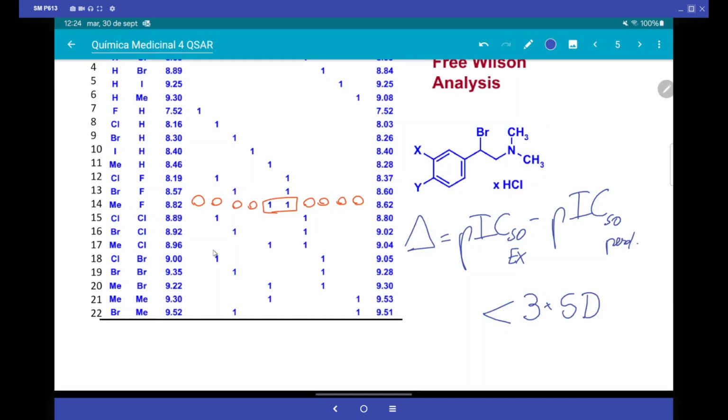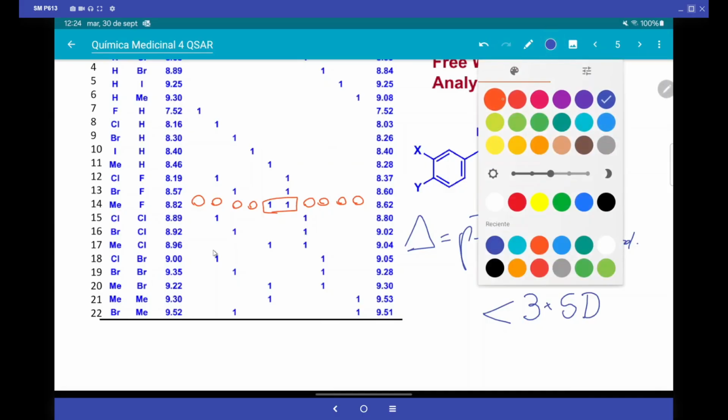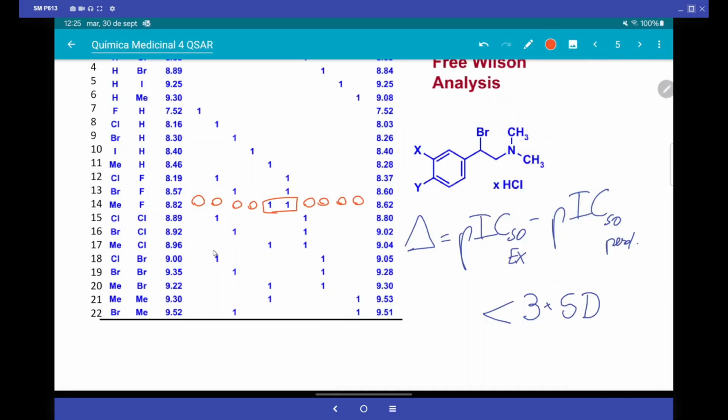The criterion is the predicted pC50 minus the experimental pC50, minus 3 times the standard deviation. It has been expressed in some older texts that it would also be enough to say that the difference is smaller than one logarithmic unit.